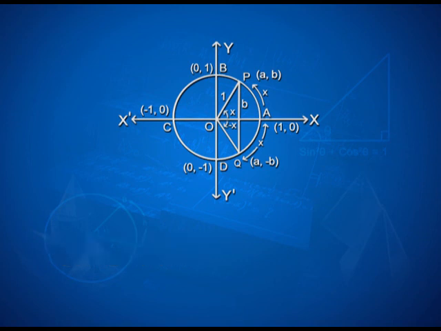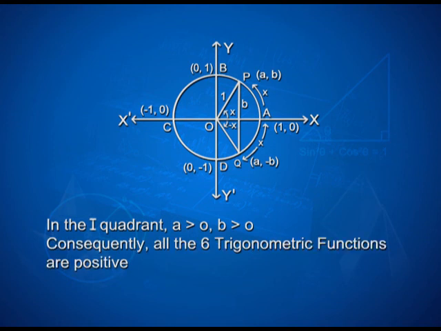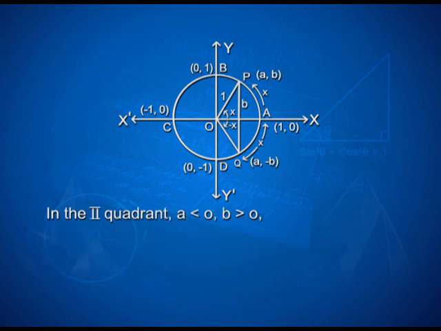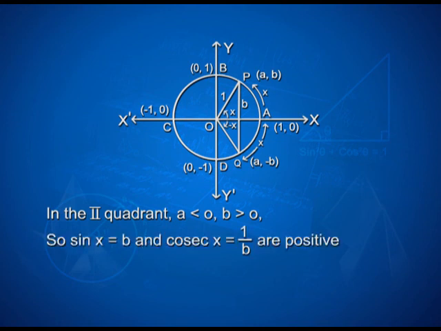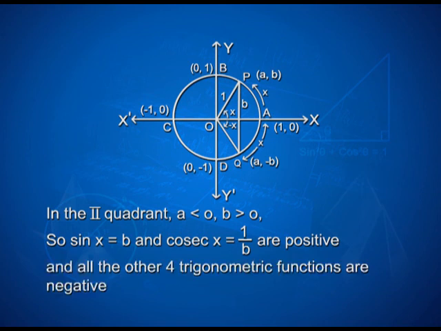Now, let us see in the quadrants. In the first quadrant, a is greater than 0, b is greater than 0. Consequently, all the 6 trigonometric functions are positive. In the second quadrant, a is less than 0, b is greater than 0. So, sin x is equal to b and cosec x is equal to 1 upon b are positive and all the other 4 trigonometric functions are negative.